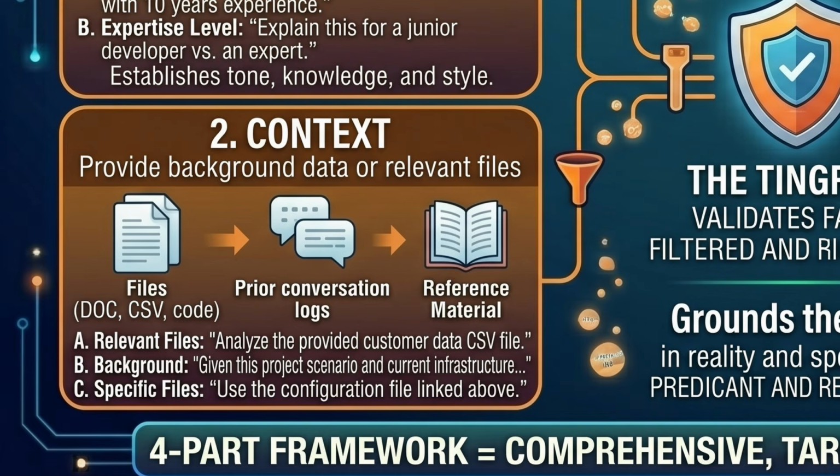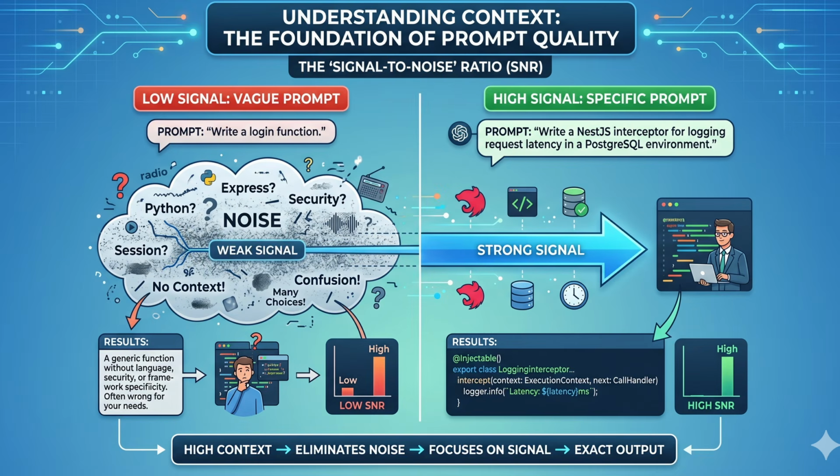Second, give context. AI is only as smart as the data you give it. Feed it your project background, your existing codebase, or specific documentation. Blind AI is useless AI. To understand prompt quality, you can think of context as the frame that narrows down the AI's internal knowledge to the specific solution space. The signal-to-noise ratio often determines prompt quality.